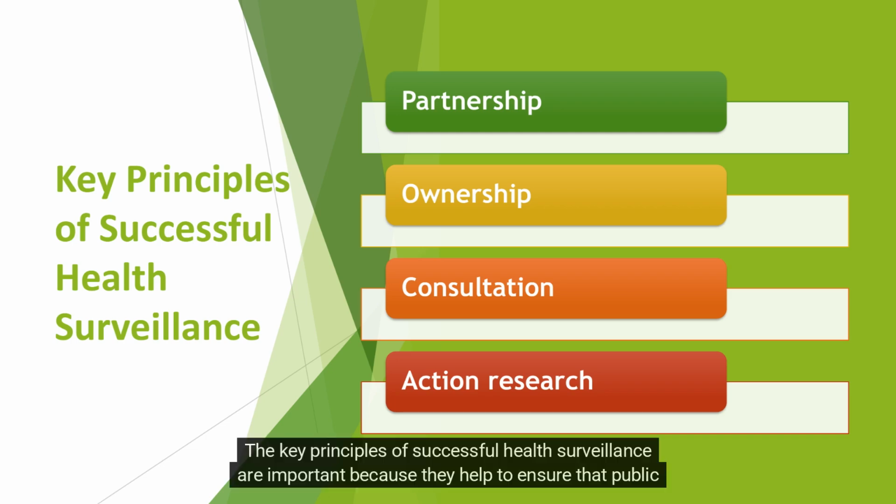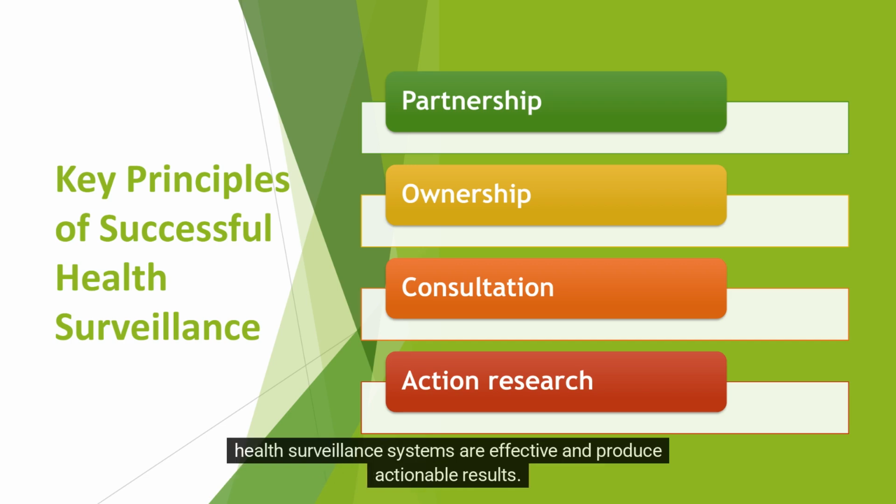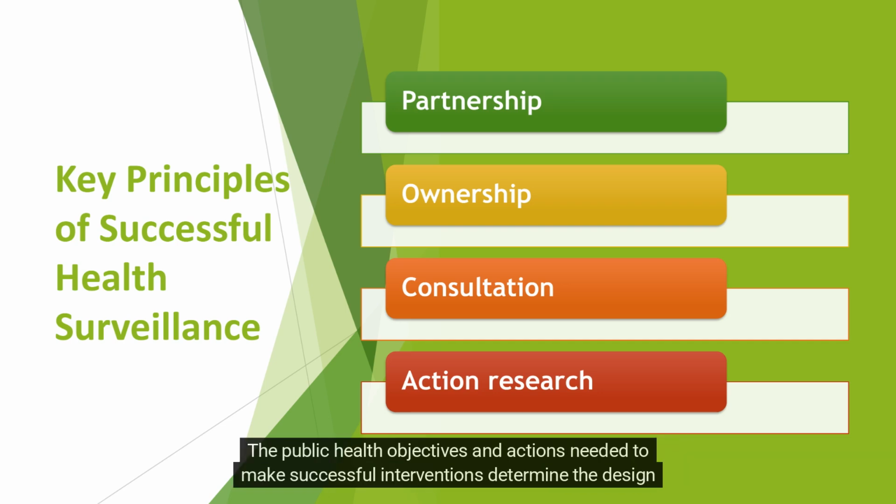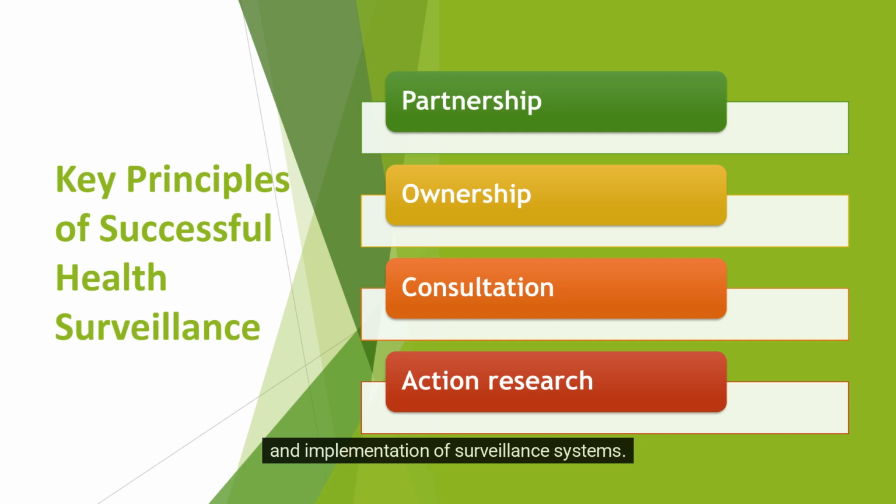The key principles of successful health surveillance are important because they help to ensure that public health surveillance systems are effective and produce actionable results. The key objective of surveillance is to provide information to guide interventions. The public health objectives and actions needed to make successful interventions determine the design and implementation of surveillance systems.